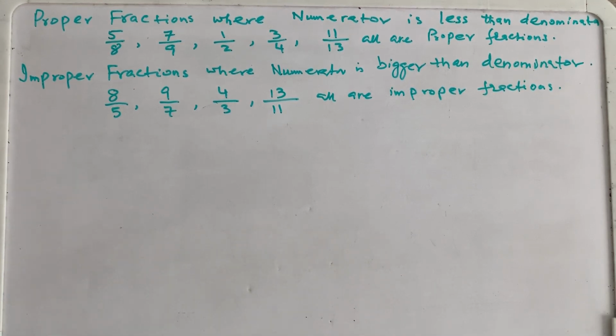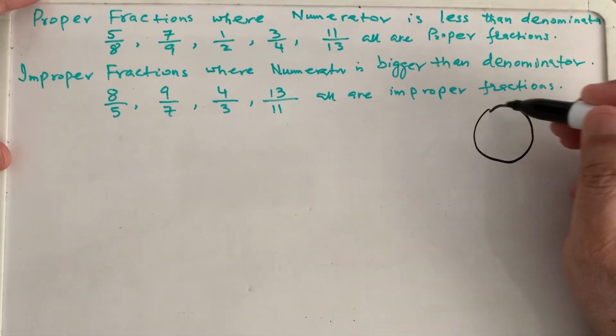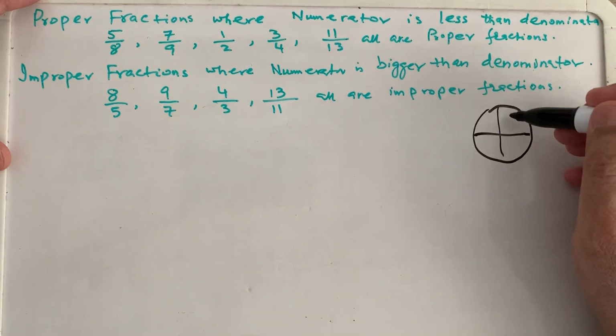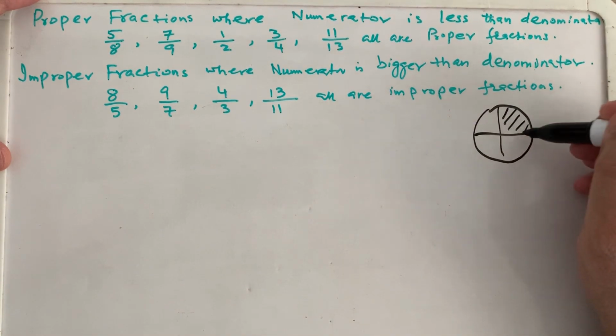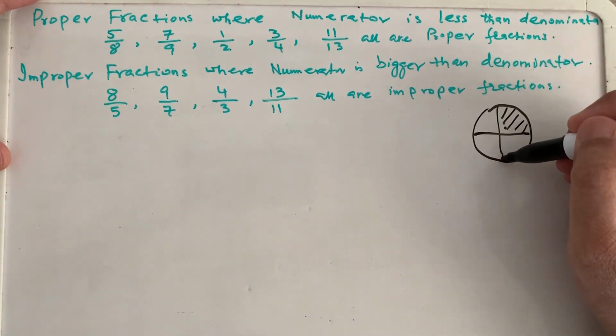So, what is a fraction? We have learned in the previous grades what a fraction is. A fraction represents a part of a whole. In previous classes, we always said a part of a whole means we have a pizza and, let's say, 4 pieces. So each piece which I am shading here is a part of the whole, right?